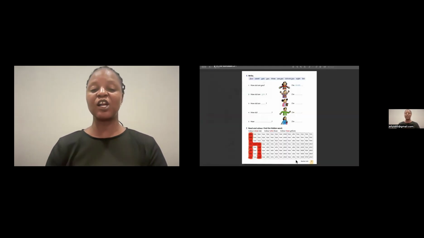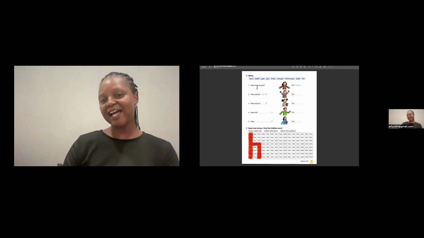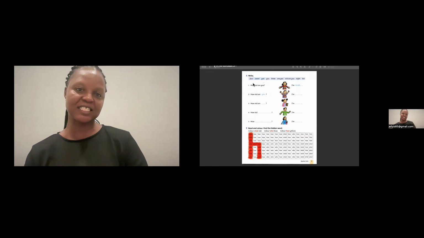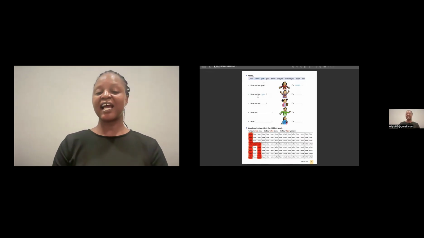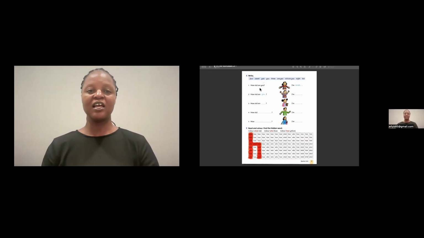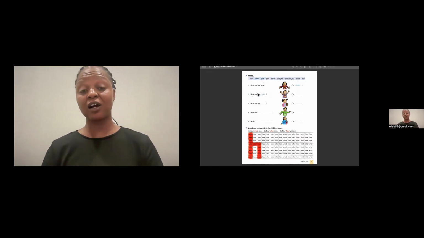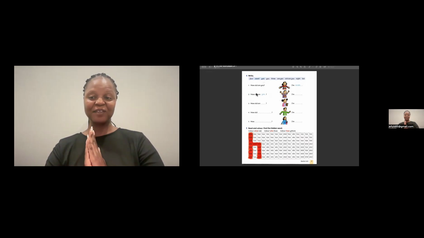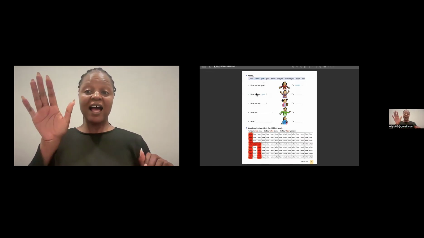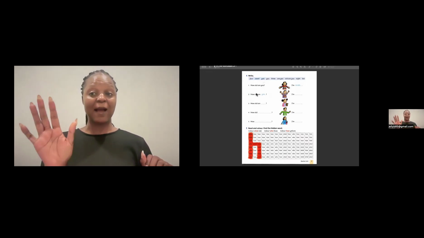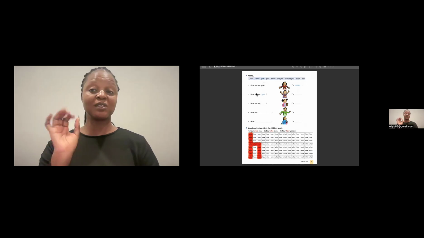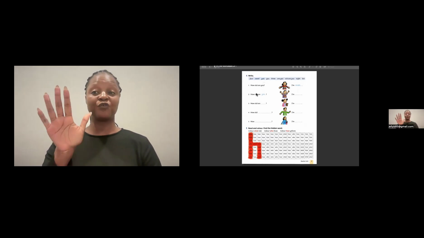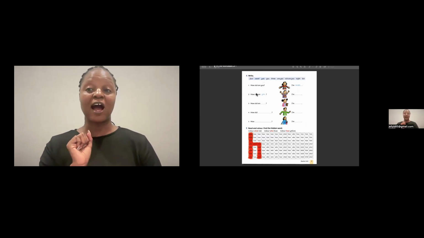Now let's go to our last activity for today. And this one has numbers. All right. So now we are going to count 1 up to 10. Now I have 5 fingers up. We are going to start with number 1 to 5. Now I'm going to sing the numbers.